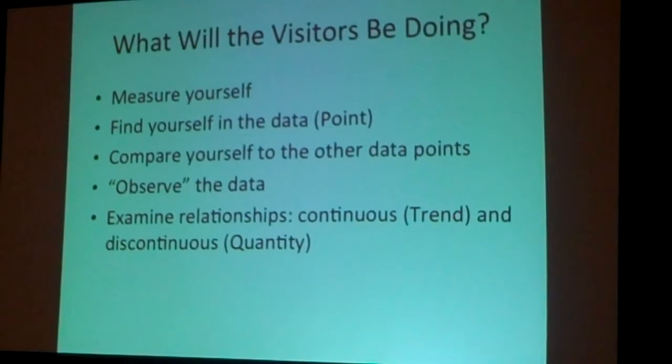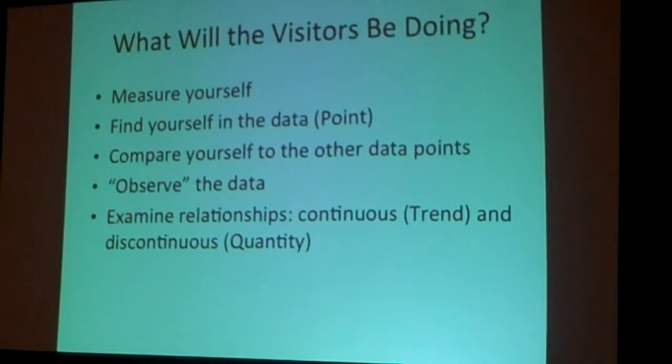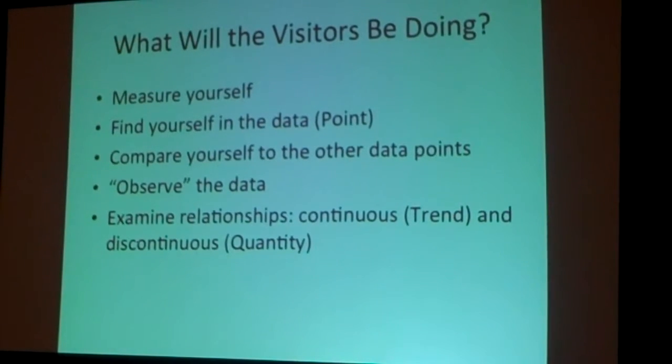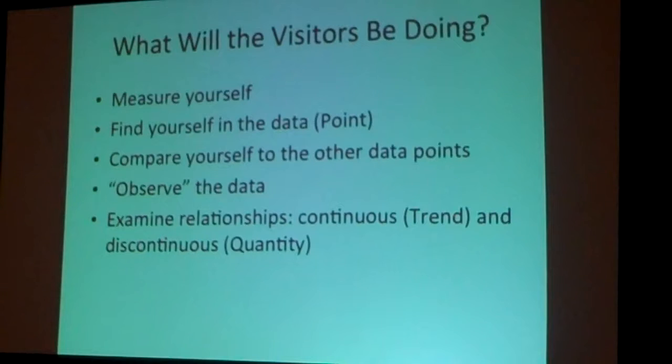And then from there we decided to go through what the visitors will be doing. So for HHL specifically, they'd be measuring themselves, then they would find themselves in the data, so finding a point. Then they would compare themselves to other data points, observe the data, and examine relationships, whether a continuous relationship, so a trend, so a trend line, or a discontinuous relationship, such as for male and females, for the graphs that we handed out, so a quantity comparison.